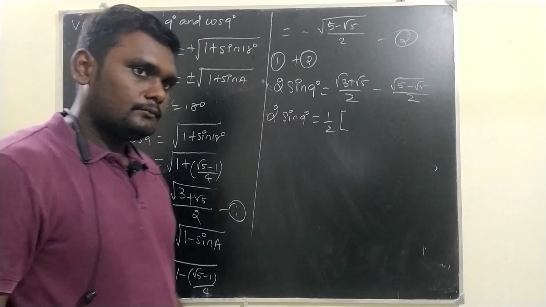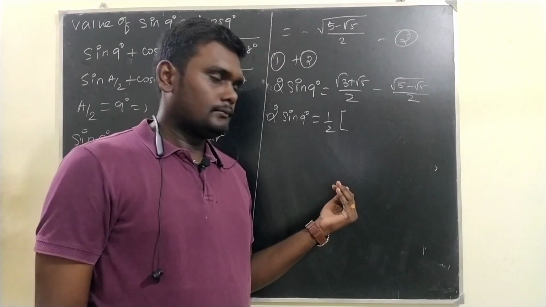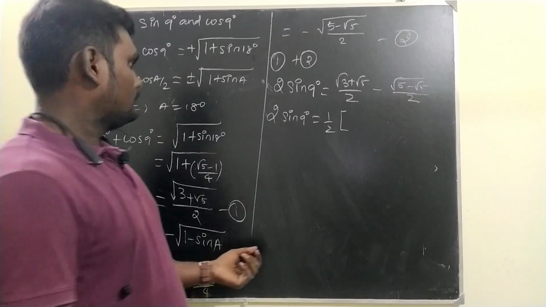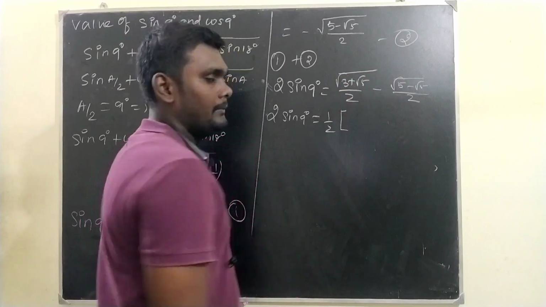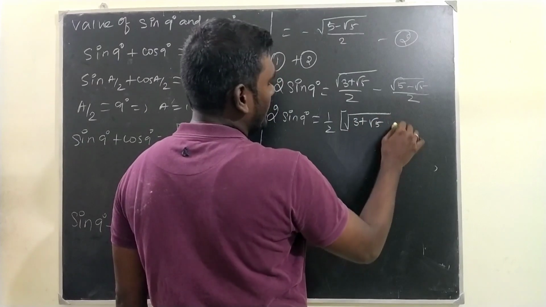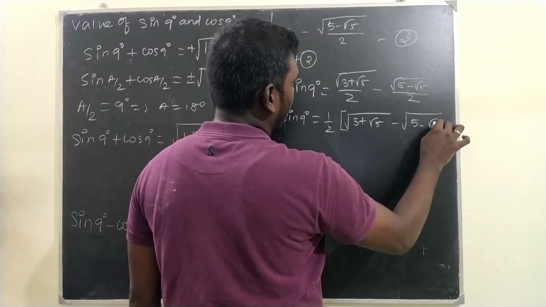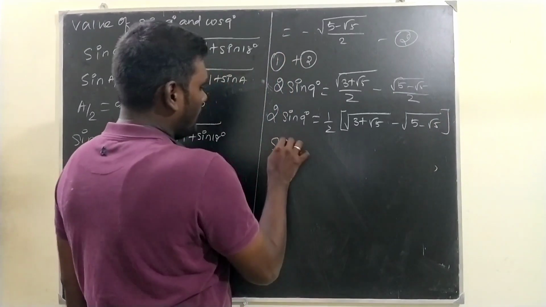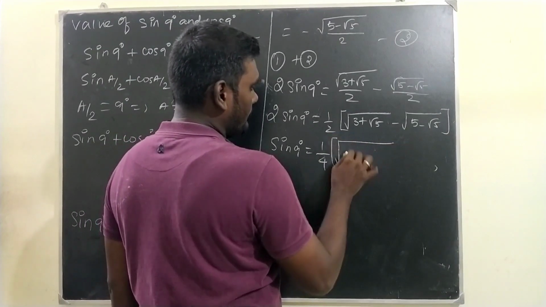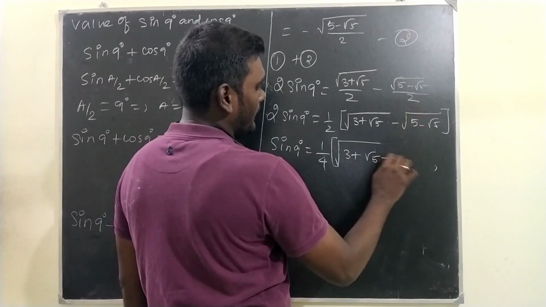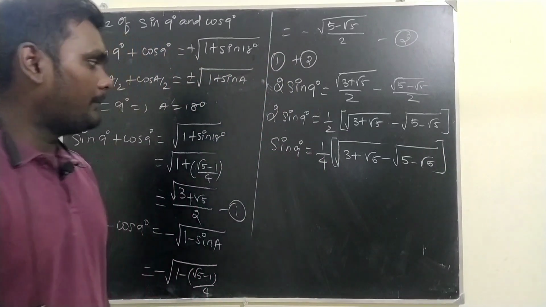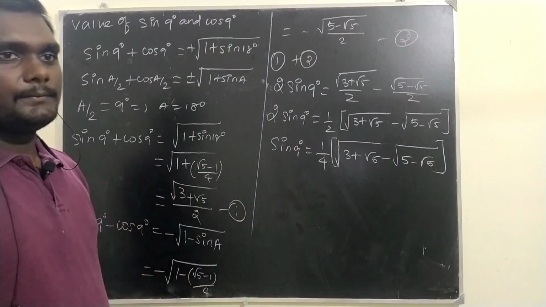Yes, tell me. Root of 3 plus root 5. Okay. Extended root. So root of 3 plus root 5 minus root of 5 minus root 5. Then the value of sin 9 degrees is 1 by 4 root of 3 plus root 5 minus root of 5 minus root 5. Okay. That is the value of sin 9 degrees.